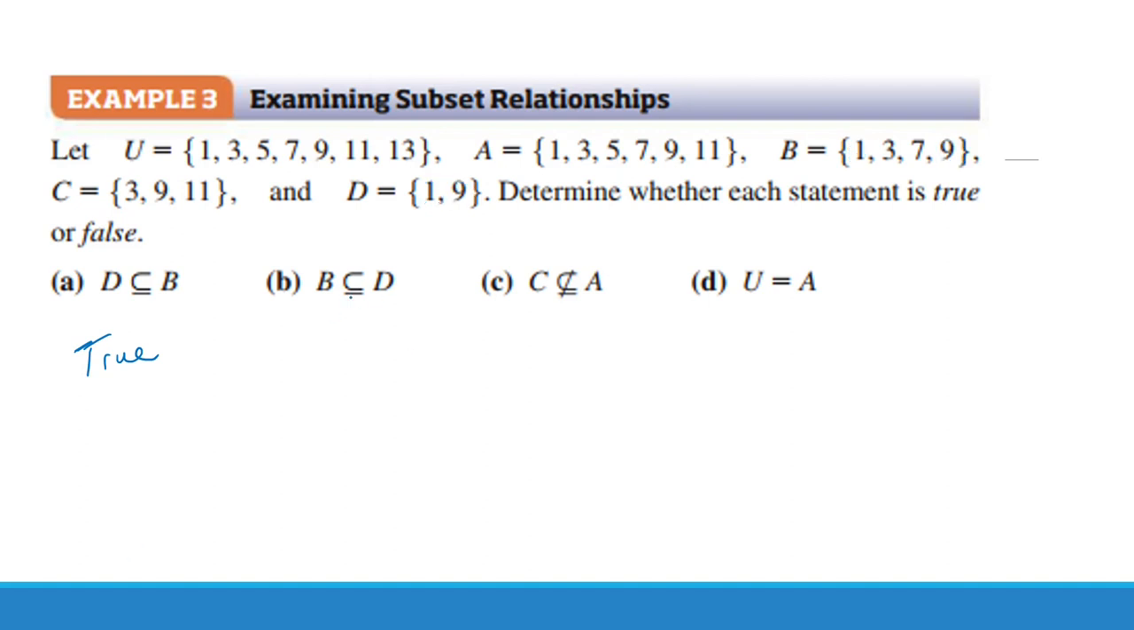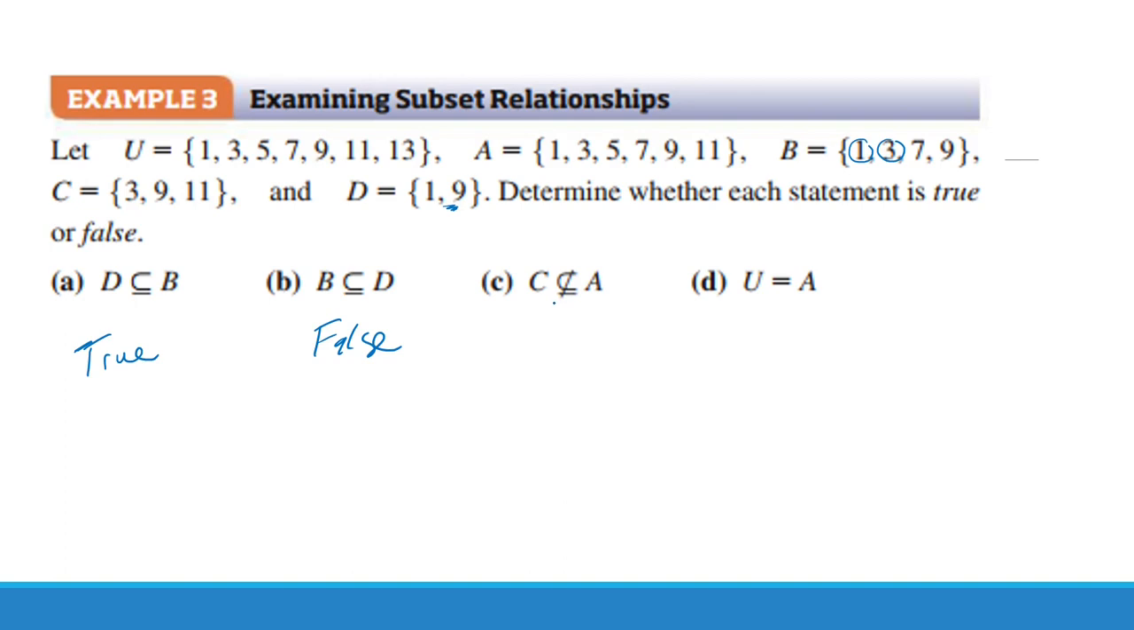Part B, is B a subset of D? We'll have to look. We have 1 is in D, but 3 is not contained in set D. So D does not have a 3, a 7, so we know that B is not a subset of D. So part B is false.